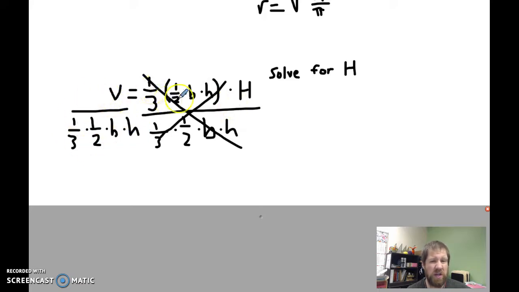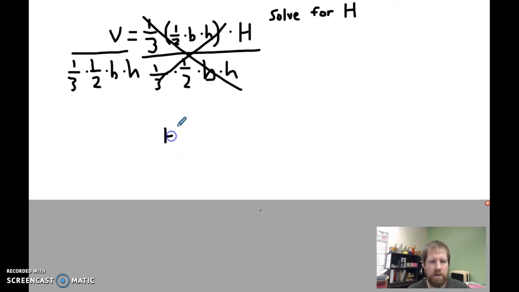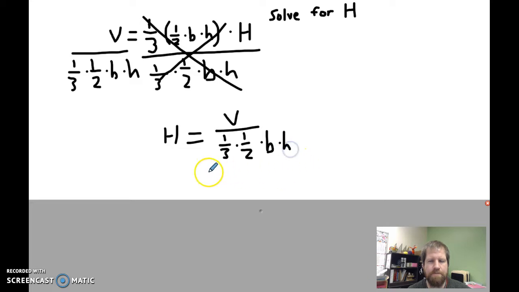Okay, and that actually is a solved formula, right? The total height is equal to the volume over 1/3 times 1/2 times base times height. Okay, we could simplify this a little bit more because we have fractions in our denominator. We can actually just flip them, right? We can multiply them together, and then they just basically flip up above the division sign. Okay, because we're dividing a fraction. Remember, if you're dividing by a fraction, keep, change, flip.